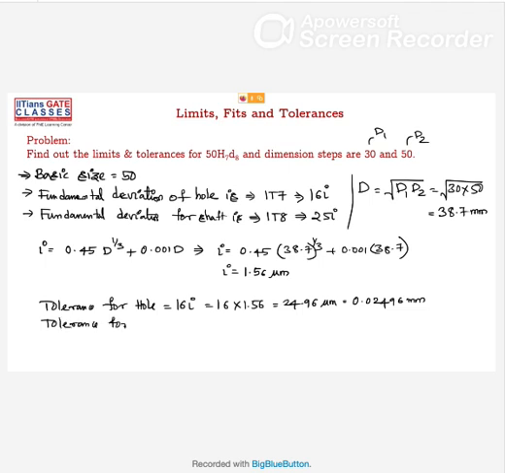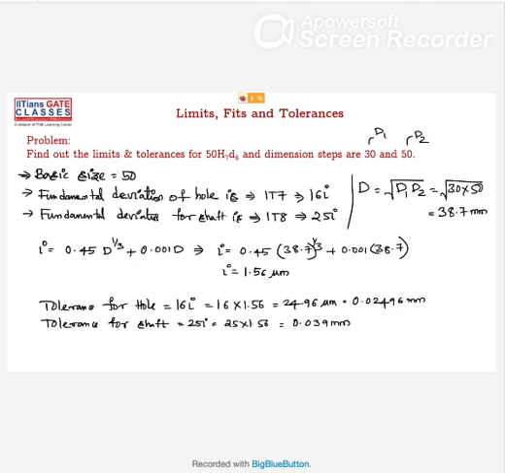And tolerance for shaft is equal to 25i, that is 25 into 1.56. Tell me how much is the value? 0.039 mm. Good.